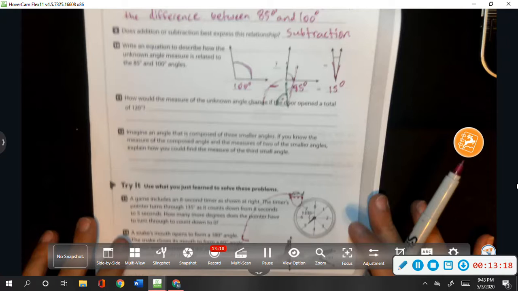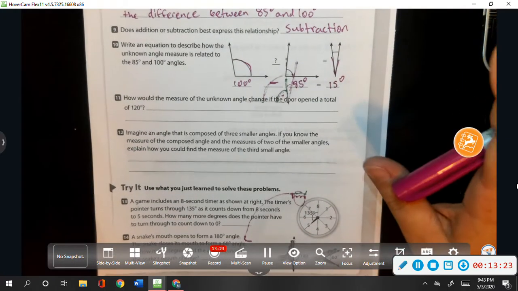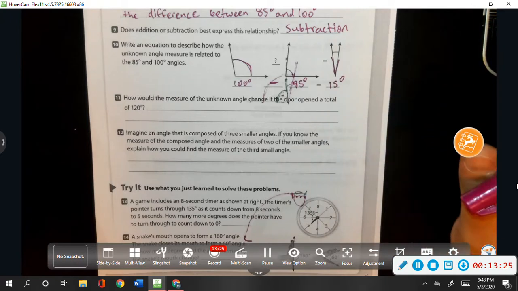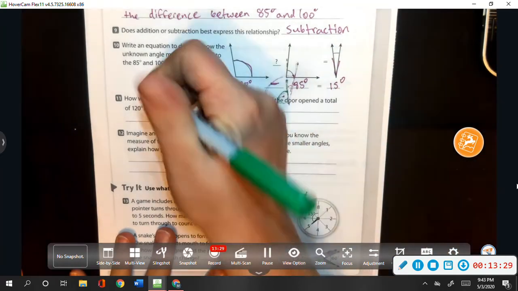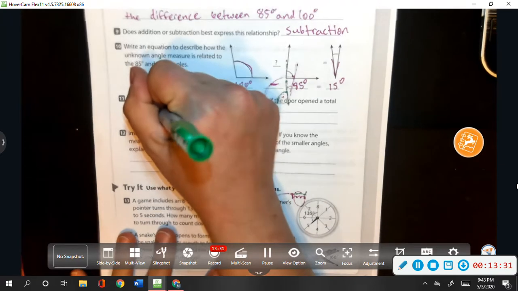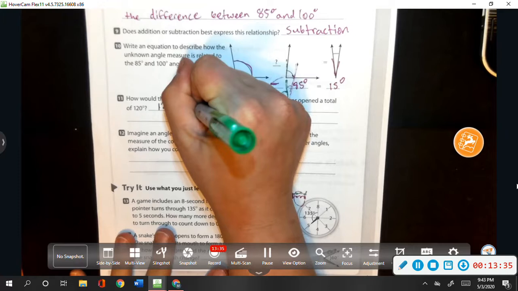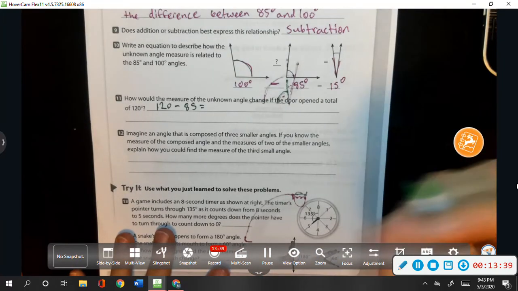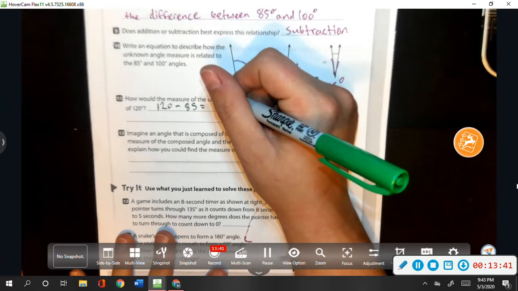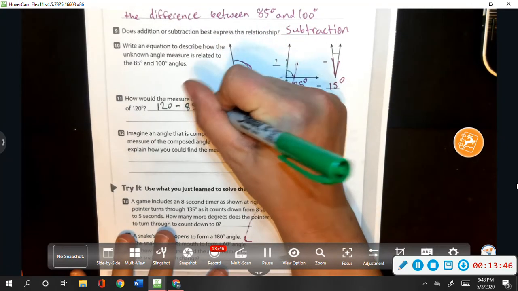Now, 11 says, how would the measure of the unknown angle change if the door opened a total of 120 degrees? So if we replace that 100 with a 120, it would look like this. It would be 120 minus 85, which would equal what? 35 degrees.